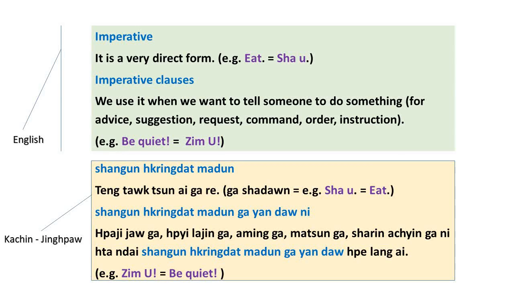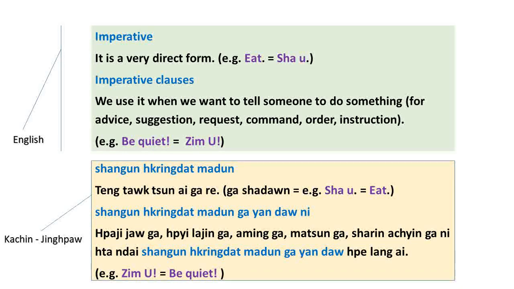Let's talk about the imperative. It is a very direct form. For example, eat. In Kachin Jinghpaw, you have to say sha u. Although it is the direct form, in our everyday life, we are using the imperative a lot. For example, in the family, the parents to the children or among each other, we use the imperative a lot. Of course, we don't use this imperative to talk to the boss.